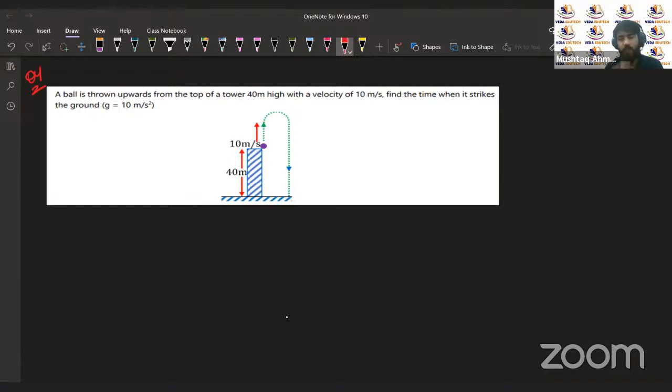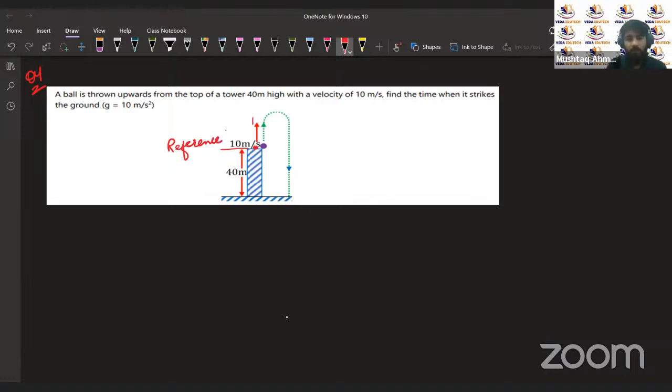So here you can see in this diagram, a ball has been thrown vertically upwards with speed 10 meter per second. And after some time, the ball strikes back to the ground. We have to calculate this time when this ball is going to strike back from the height of this tower, 40 meters. So let's suppose we take this height as origin or reference.